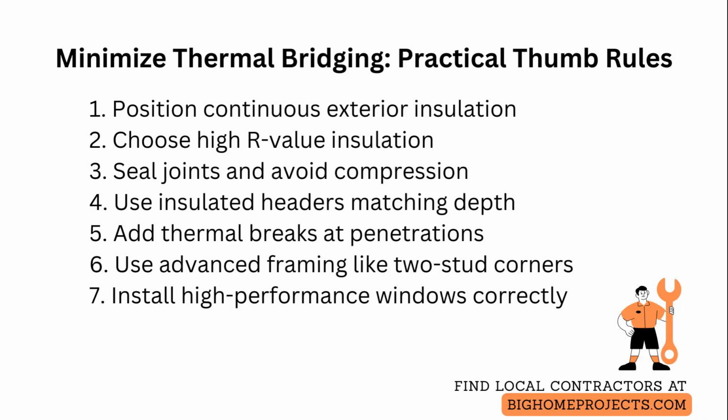Where balconies or metal connectors penetrate the envelope, add thermal breaks made of low conductivity materials such as high-density rigid foam or composite thermal isolators to interrupt the heat path. Adopt advanced framing techniques like two stud corners and aligned framing to reduce the number of studs and increase cavity insulation effectiveness while maintaining structural performance.